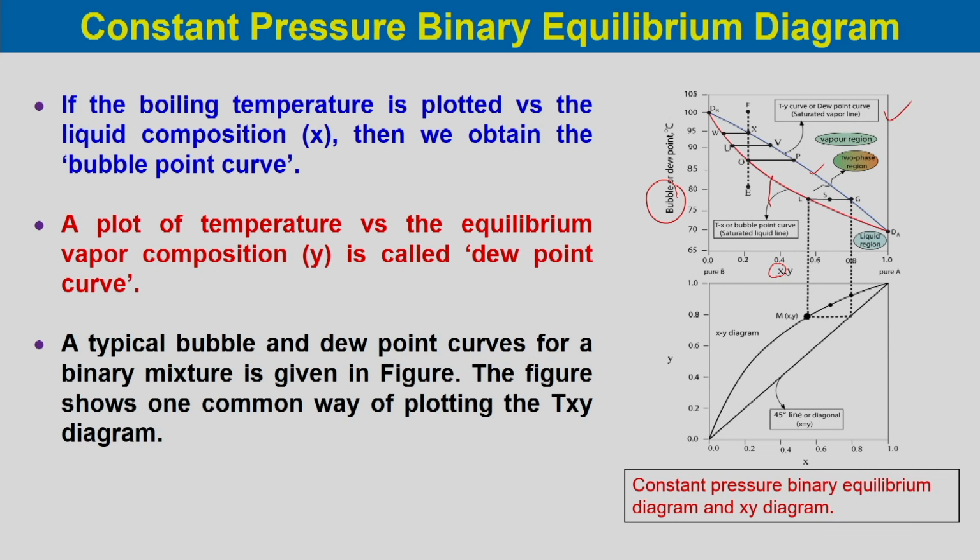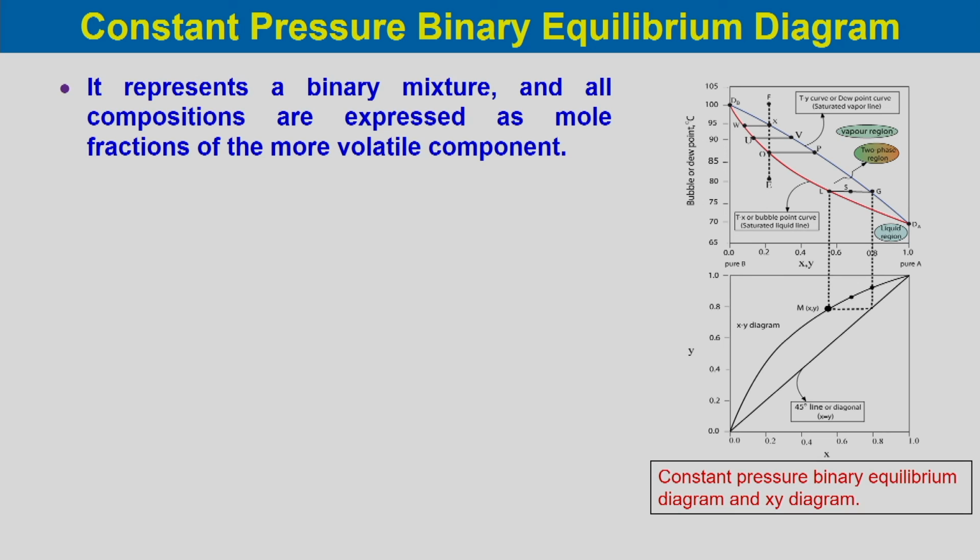A typical bubble and dew point curve for a binary mixture is given in this figure. The figure shows one common way of plotting the Txy diagram. So, this is called the Txy diagram. It represents a binary mixture and all compositions are expressed as mole fractions of the more volatile component. So, these mole fractions x and y represent the mole fraction of the more volatile component, not the less volatile component.